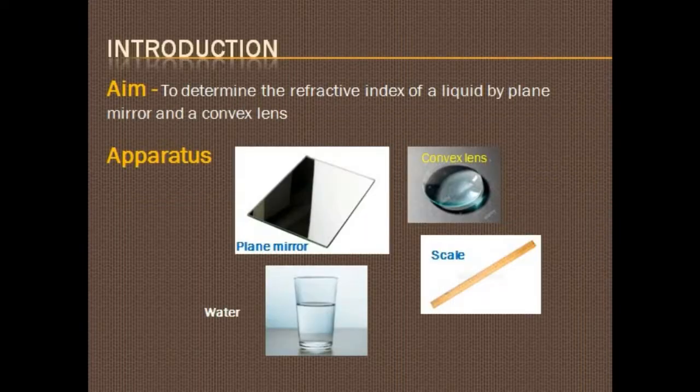Hello everyone. So today I'm going to discuss the practical. The aim of the experiment is to determine the refractive index of a liquid by plane mirror and a convex lens. So the apparatus required for this experiment are a plane mirror, convex lens, water or any kind of liquid, and a scale or a ruler.